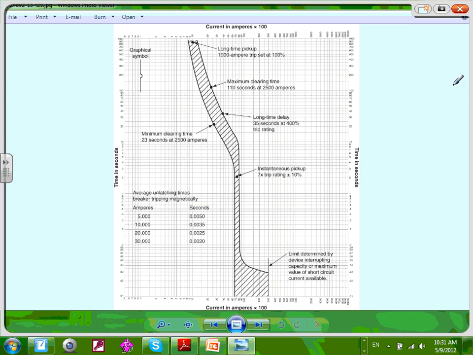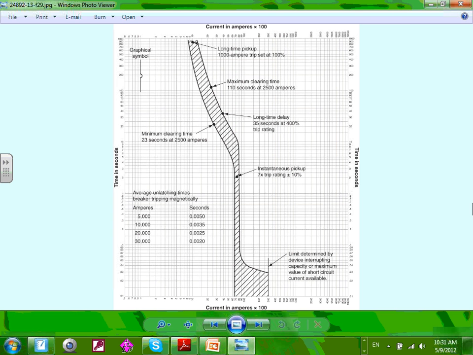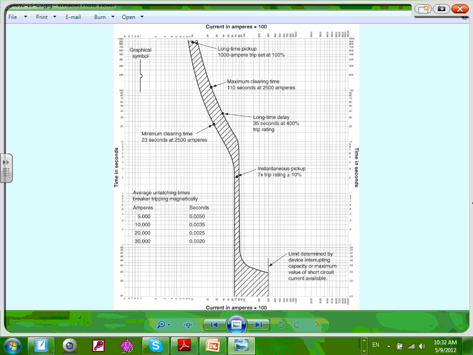If you guys look at this, you must be able to understand this one. The most important one, guys, is this value here. This is 1000 amp. This is called the long time pickup. That's how you size the conductors. That value is how you size the conductors.